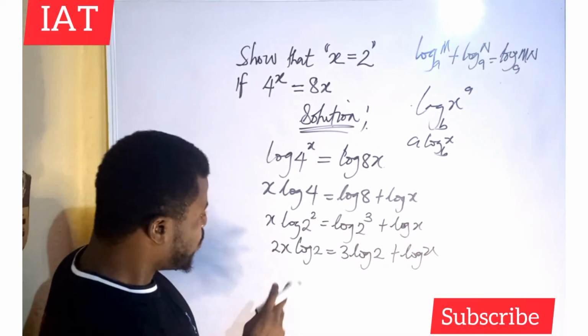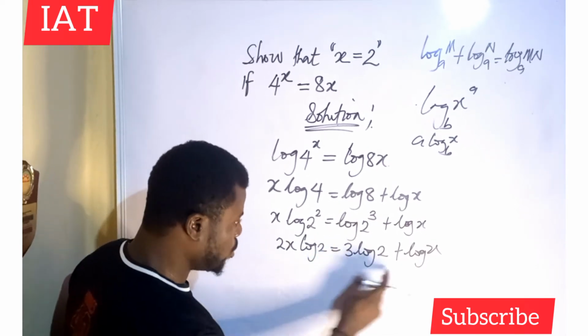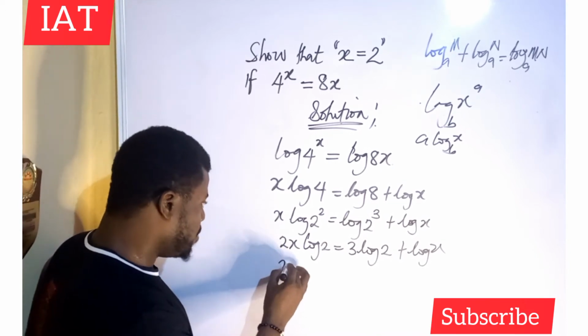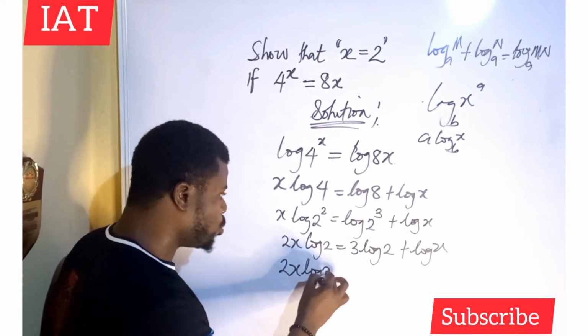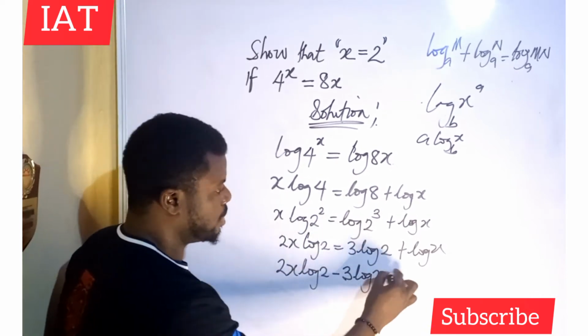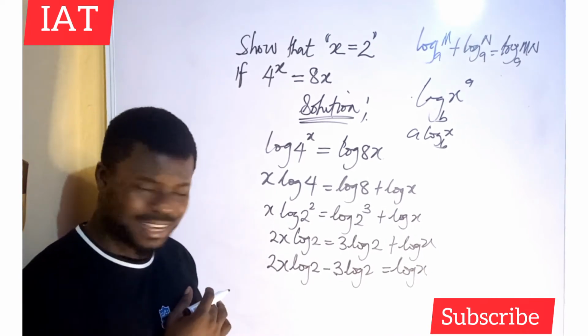All right, we are having 2x log 2 and 3 log 2. Log 2 is common. Let's bring this to this part of the equation, which is log 2 minus 3 log 2. This will be equal to the log of x. All right, this makes a lot of sense.